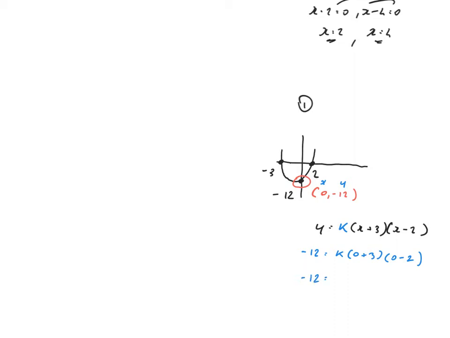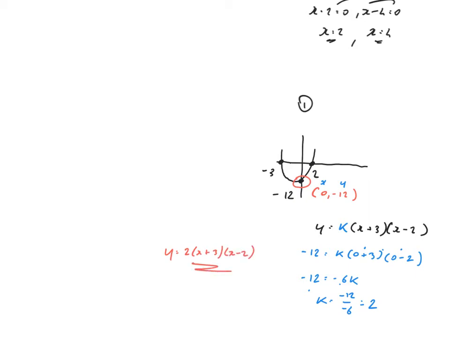So 0 + 3 is 3, 0 - 2 is -2, so 3 times -2 is -6, and times k that becomes -6k. I've now got -6k = -12. Divide, and k equals -12 over -6, which is 2, and that gives me the function. The final answer for the function is 2(x + 3)(x - 2).